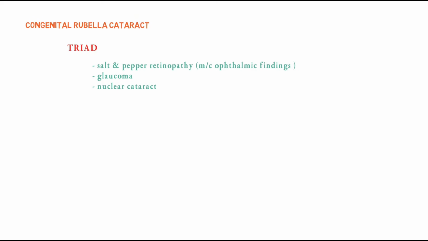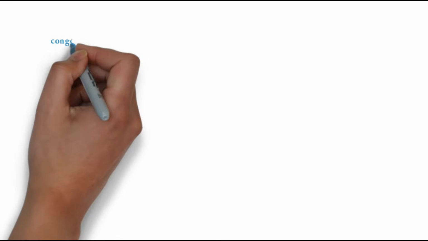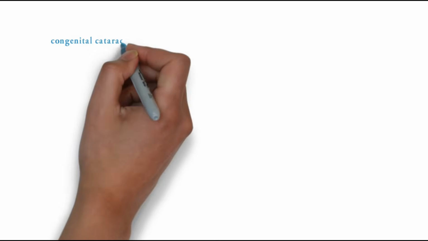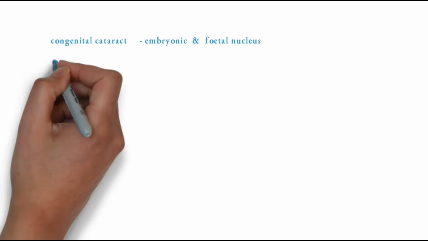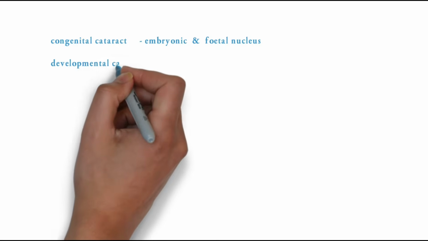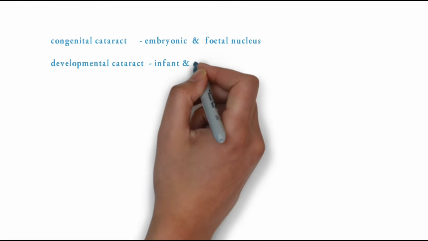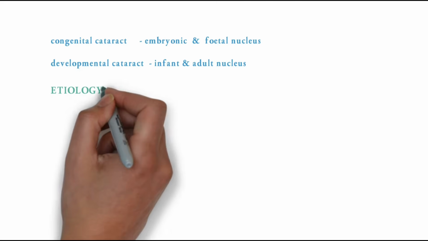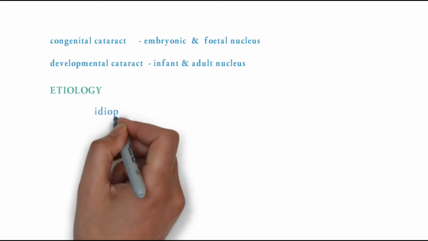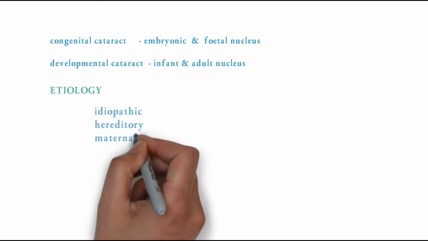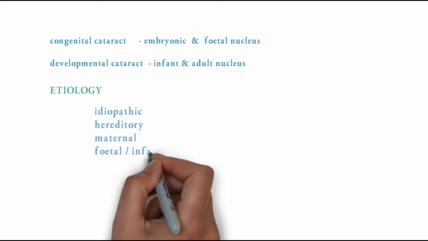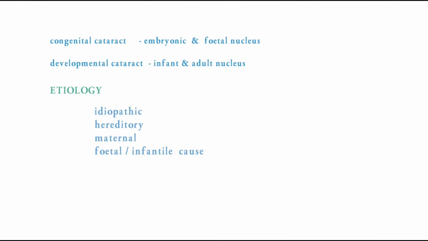Remember it. So these are all the important points from congenital and developmental cataract, in which we covered what congenital cataract is, that is the disturbance in the normal growth of the lens. In congenital cataract, it occurs in the embryonic or fetal nucleus, or in developmental cataract, it can occur in the infant or adult nucleus, right? Then we discussed the etiology, in which we covered idiopathic cause, that is 33%. Then there may be a hereditary cause, a maternal cause, or it can be due to a fetal or infantile cause, right? And after that, we discussed its clinical types, right?